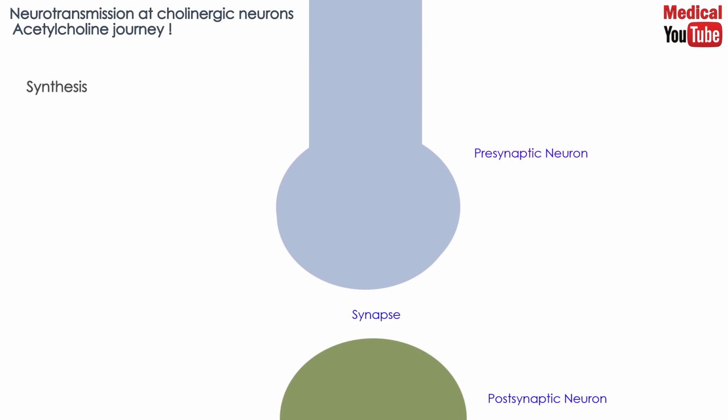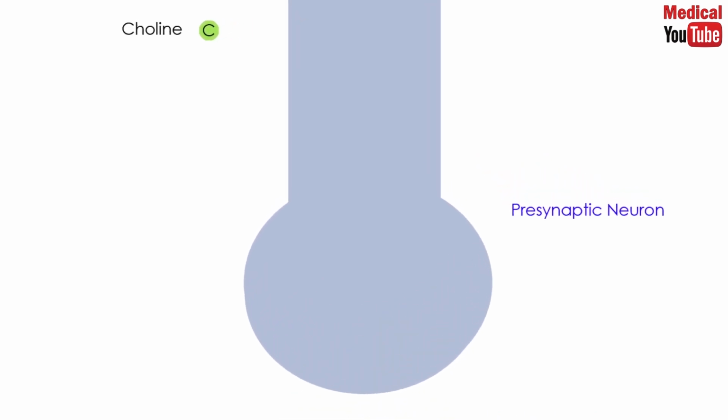This journey involves synthesis of acetylcholine, storage, release and binding to receptors, degradation and recycling of acetylcholine. Choline is a compound that carries a positive charge, so it cannot diffuse through the membrane of the neuron. So it needs a transporter to deliver it to the cytoplasm of the cholinergic neuron. And that is done by an energy-dependent carrier system that co-transports sodium. The uptake of choline is the rate-limiting step in acetylcholine synthesis. Then choline acetyltransferase catalyzes the reaction of choline with acetyl coenzyme A to form acetylcholine.